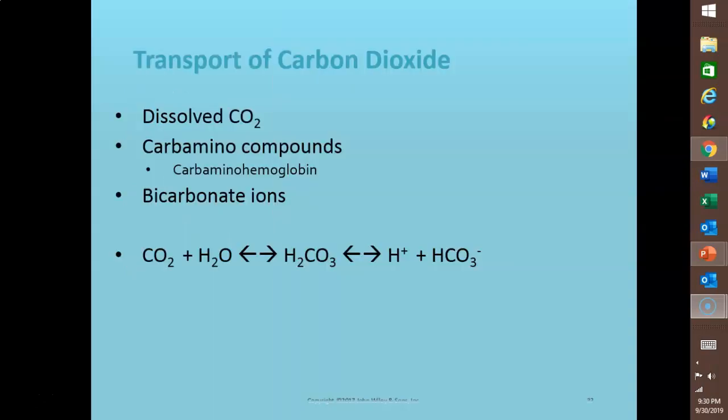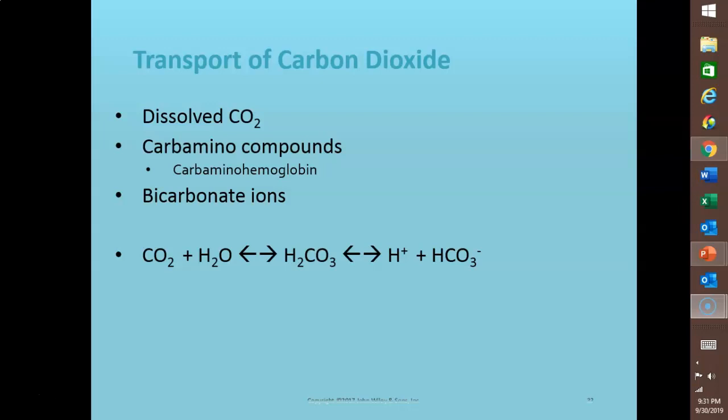And as I mentioned on a previous slide, we would come back to how carbon dioxide is transported in the blood. And it's in three main forms: as dissolved carbon dioxide, and this is the smallest percentage, only about 7% is dissolved in the blood plasma. When it reaches the lungs, it diffuses into the alveolar air and is exhaled.